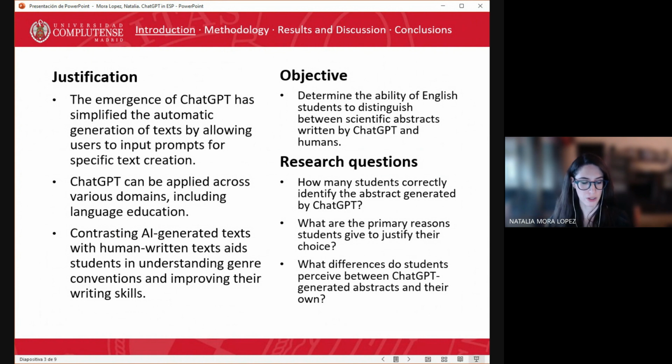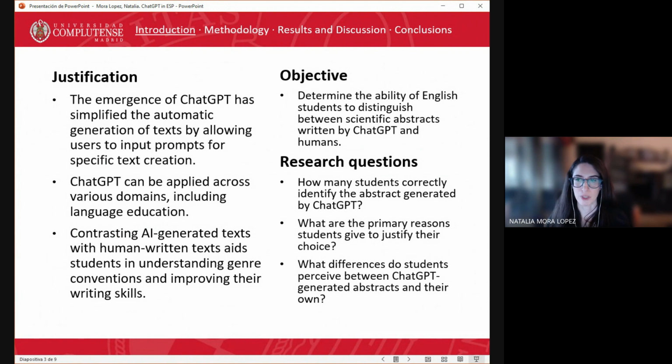So it's not only that it's going to make things easier when we want to generate something, we want to find an answer to something, but also we can use it to improve the language learning in our classes. And only if we know how to use it properly, as usual, right? Same as happens with every single tool. So in this case, contrasting artificial intelligence generated text with human written text may help students in understanding genre conventions and improving their writing skills.